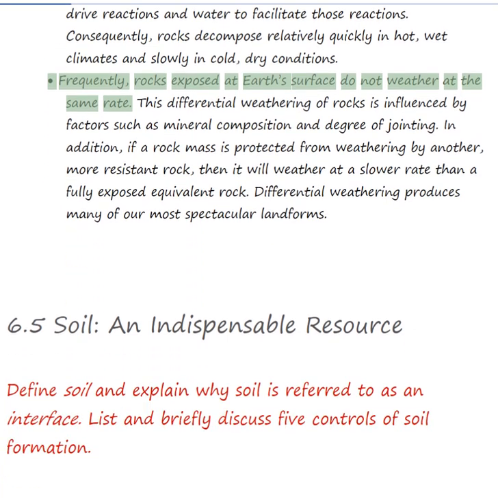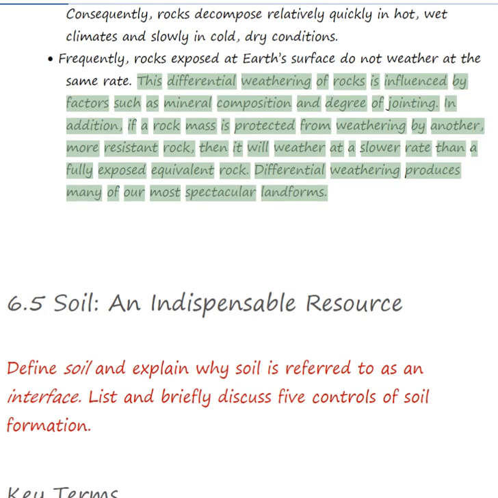Frequently, rocks exposed at Earth's surface do not weather at the same rate. This differential weathering of rocks is influenced by factors such as mineral composition and degree of jointing. In addition, if a rock mass is protected from weathering by another, more resistant rock, then it will weather at a slower rate than a fully exposed equivalent rock. Differential weathering produces many of our most spectacular landforms.